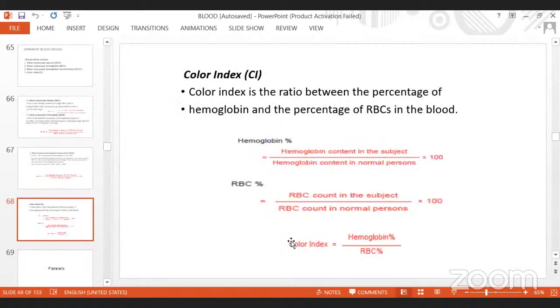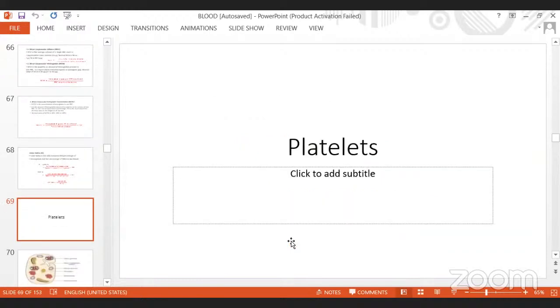Next, coming to the color index, that is the ratio between the percentage of hemoglobin and the percentage of RBC in the blood. That is, the hemoglobin percentage divided by the RBC percentage. So with this, we finish the parts related to the RBC.